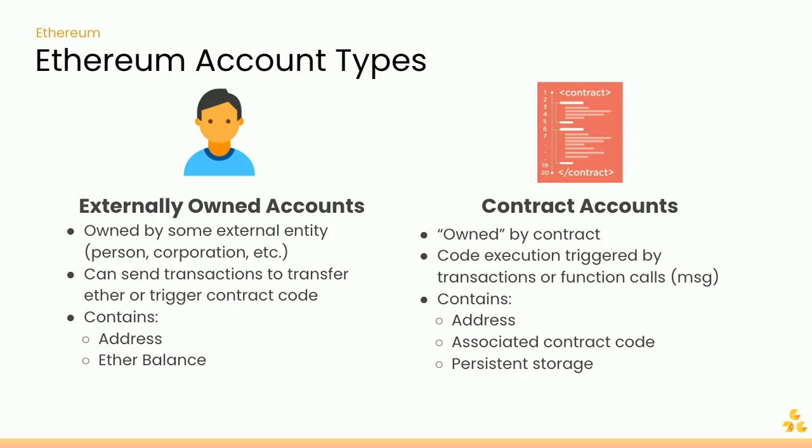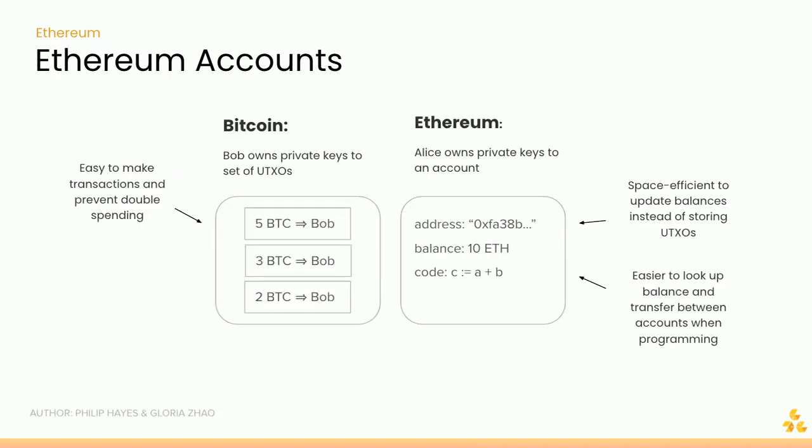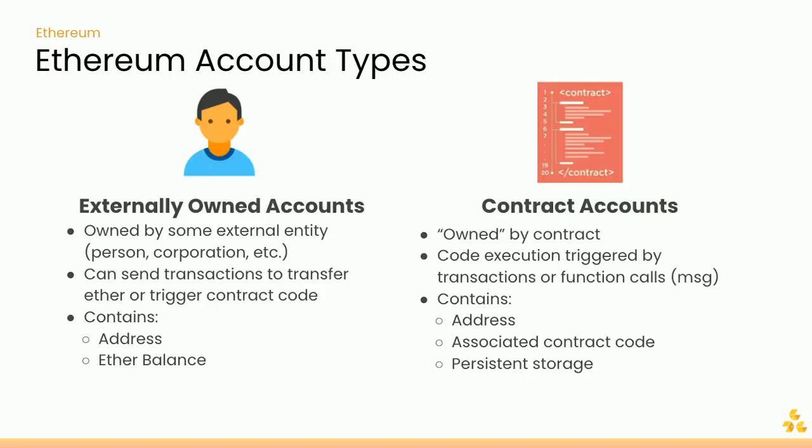Okay. There are two types of accounts in Ethereum. One is an externally owned account. So this is owned by some external entity, a person, a corporation, etc. They can send transactions to transfer Ether or trigger contract code. It contains an address and an Ether balance. So this is like the typical, like Bob's account is an externally owned account. Bob's address is an externally owned address. Sorry. And then a contract account is owned by the contract. So its code execution is triggered by transactions or function calls, and it contains an address and associated contract code and persistent storage.